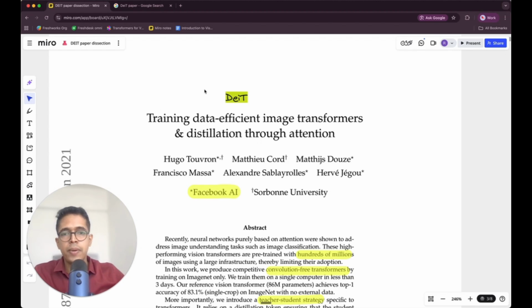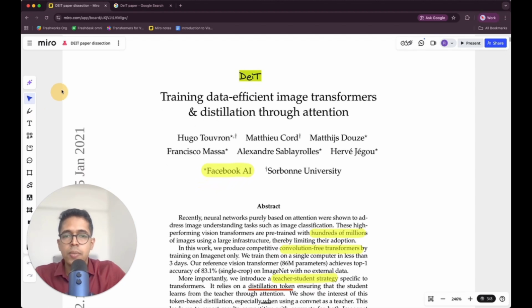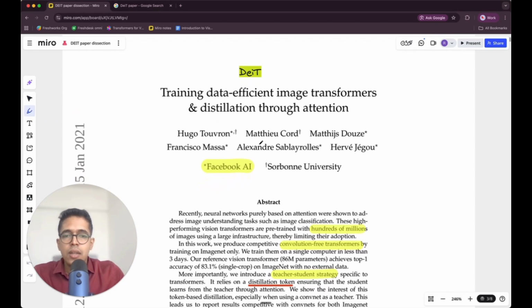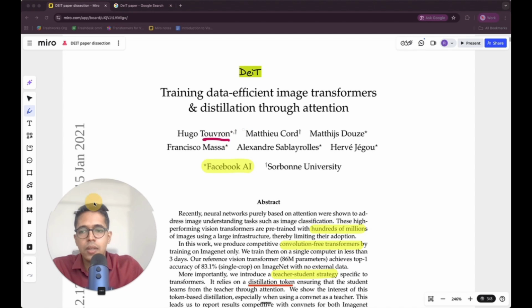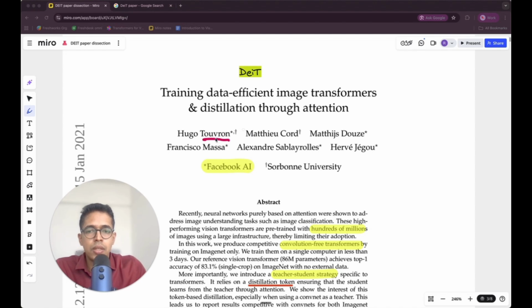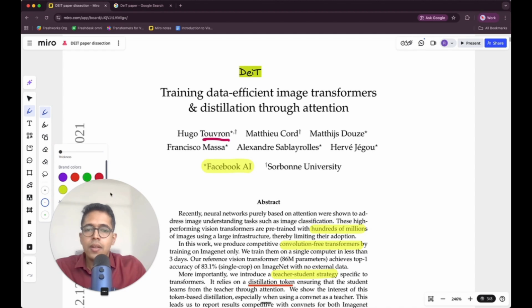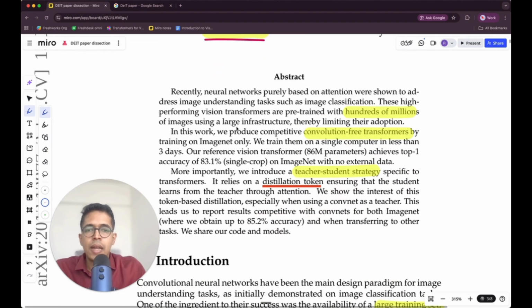As a deep learning enthusiast, all of us should know this. So let's go through the paper starting from the very top. The title is Training Data-Efficient Image Transformers and Distillation Through Attention. These are the authors. I don't recognize any of these names from other projects, but whenever other papers cite Touvron et al., we can assume it's the DeiT paper. This is from Facebook AI Research. So let's go through the abstract.